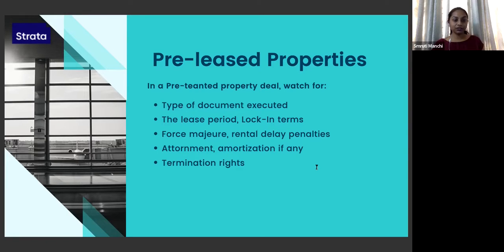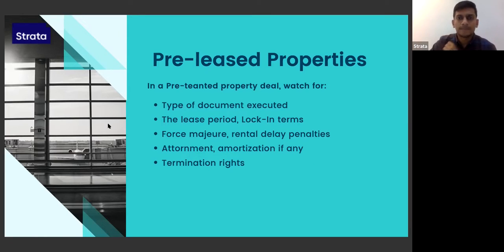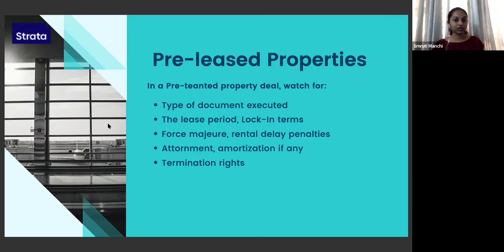This tenant could be a lessee, this tenant could be a licensee. So there are various tenancy arrangements that your seller could have with the tenant. So you have to ensure that you know what type of document is executed and what rights those confer on you. There are differences between a lease and a license, leave and license agreement.